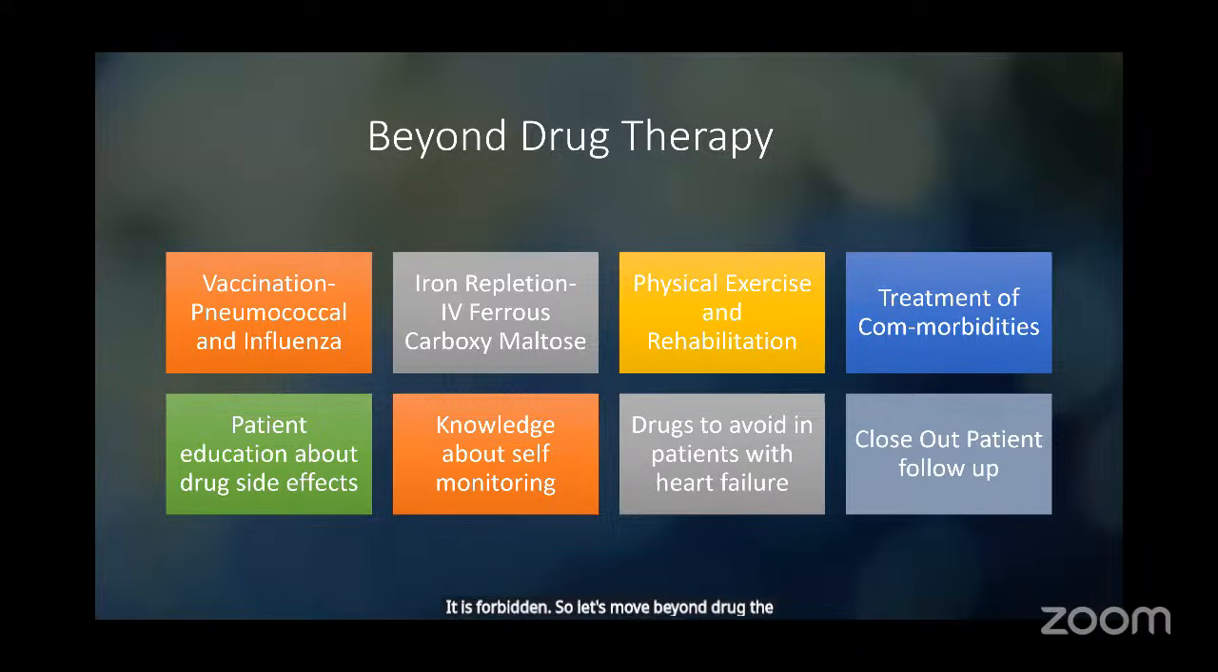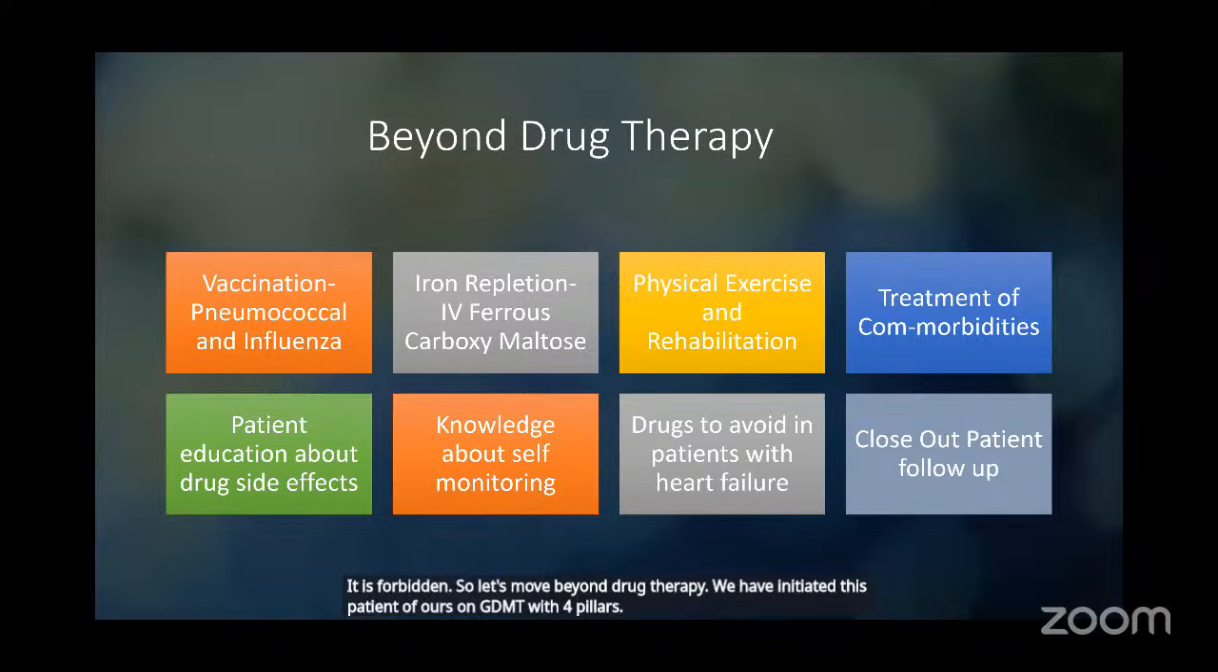So let's move beyond the drug therapy. We have initiated this patient of ours on GDMT with 4 pillars. Besides that, we need to vaccinate all our patients annually, both with pneumococcal and influenza vaccines. If there is iron deficiency, we need to replete with IV ferric carboxymaltose. Physical exercise and rehabilitation is key to increase his exercise capacity. Treat comorbidities like in our patient diabetes, heart failure, and iron deficiency.